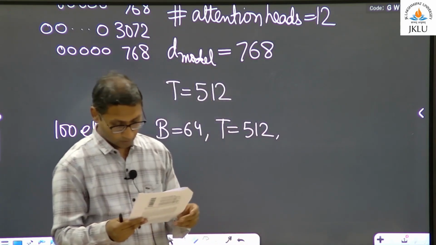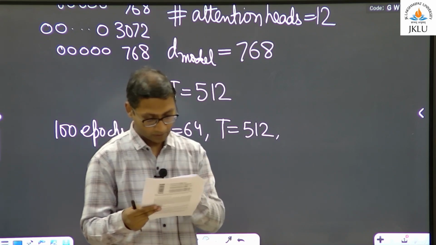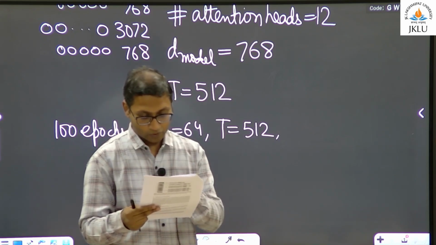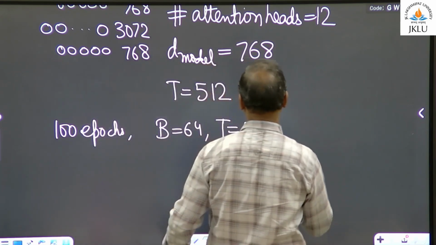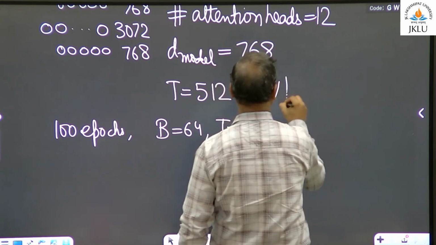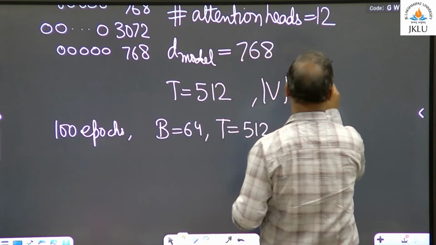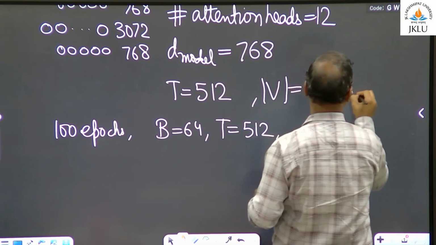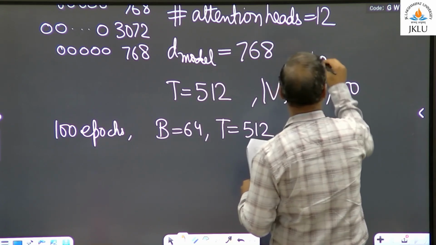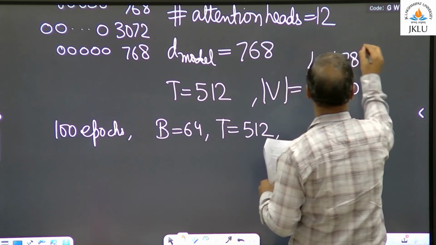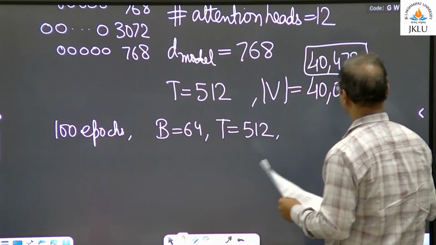Okay. So, okay, now I see. We use a byte pair encoding vocabulary with 40,000. So mod V is, they say 40,000, but I think this is actually 4478. Okay.